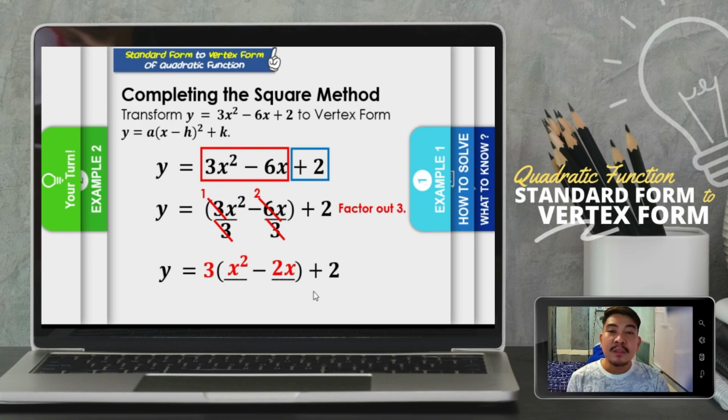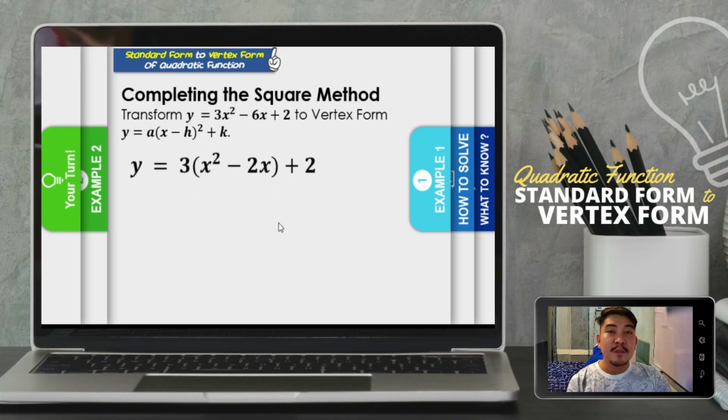Since we already factored out 3 from the original expression 3x squared minus 6x, we now obtain y is equal to 3 times x squared minus 2x plus 2. So just a reminder that when we are factoring out the value of a, in order for us to determine the terms inside the parentheses or what is left in the expression, we need to divide each of the original terms by the value of a. So in this case, the value of a is 3. So therefore, we need to divide each of the original terms in the given expression by 3.